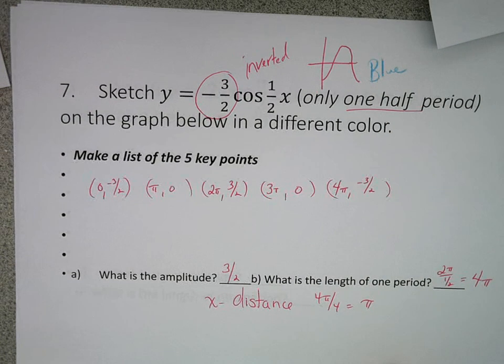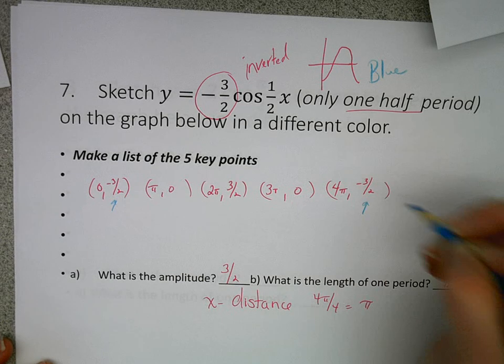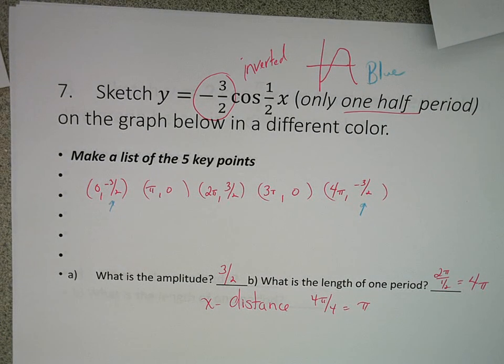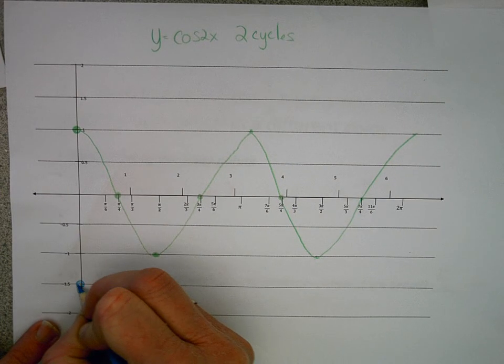Hopefully you guys are following along. Again, inverted. So we're starting at whatever A is on the cosine. Sine always starts at 0, 0. Cosine starts at the A value. So I'm going to graph that. So I'm going to start at 0, negative 3/2, which is negative 1.5.